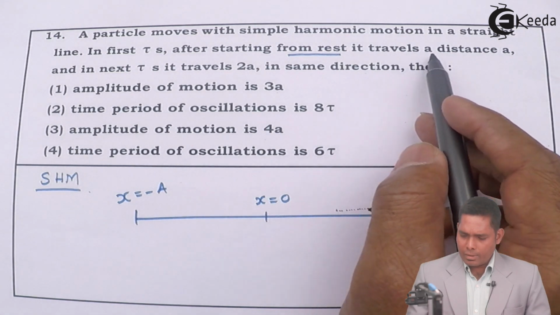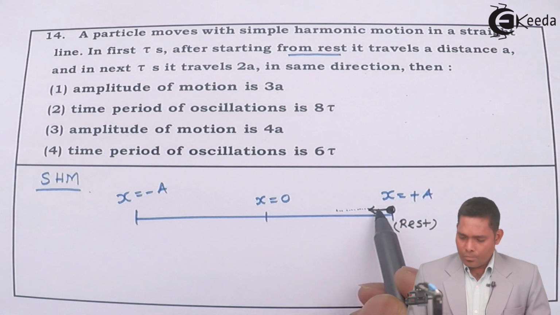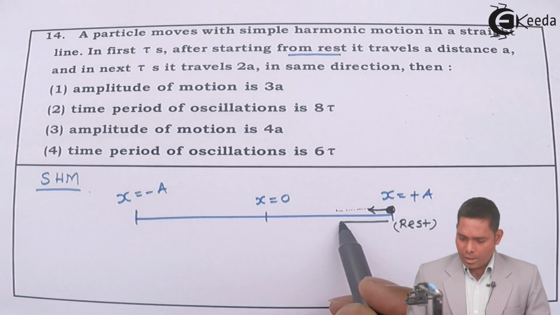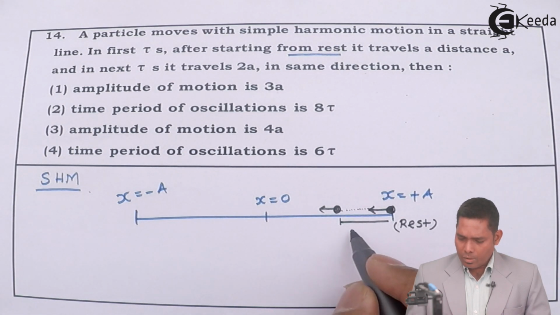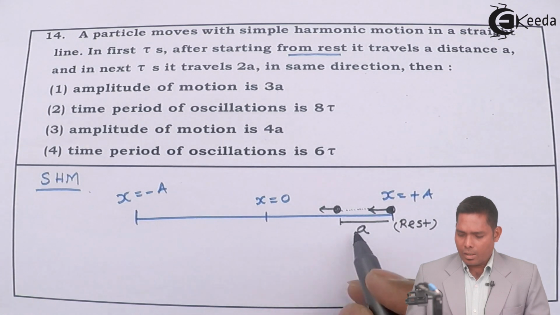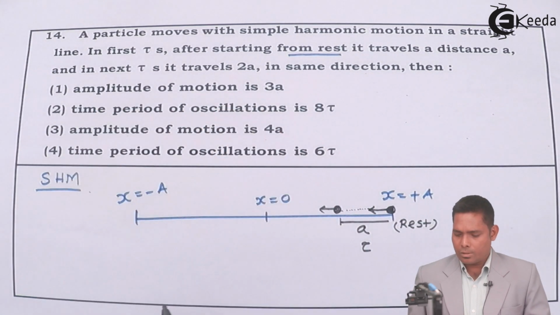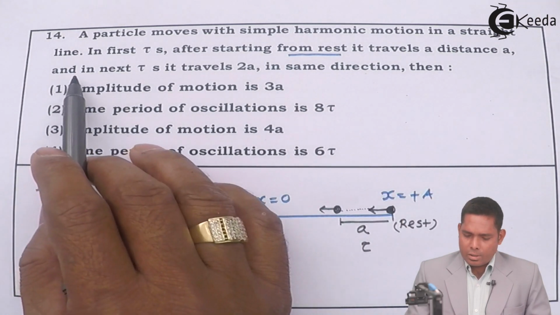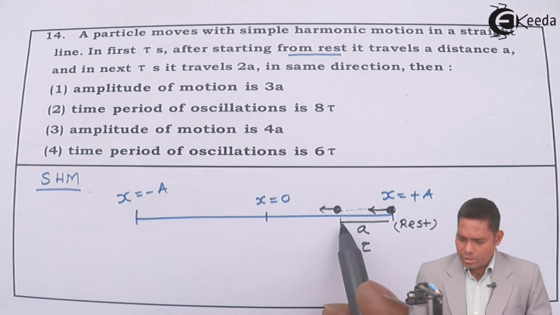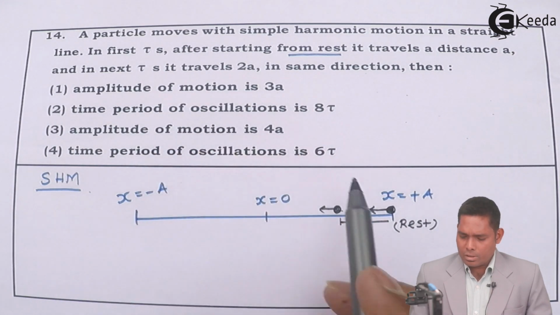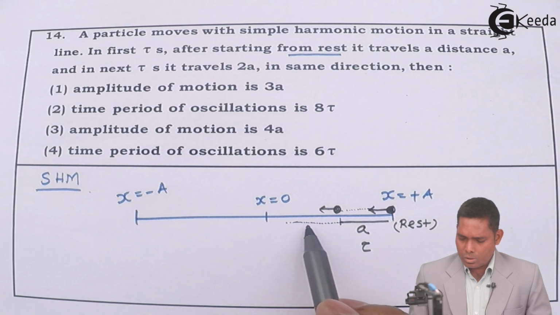It continues to travel a distance a. So suppose this is the distance it travels, and the time taken for this is t seconds. Then in the next t seconds, it travels a distance 2a. Suppose this is 2a.